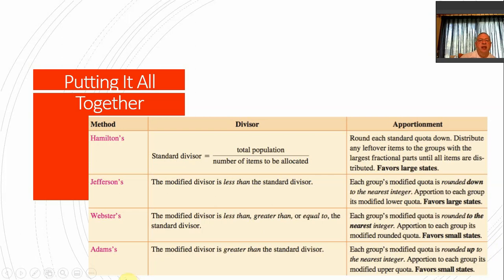And Adams, the modified divisor is greater than the standard divisor, so I'm going up a little bit. And then the modified quota is rounded up to the nearest integer. And then I apportion to each group its modified upper quota, and that again favors small states.